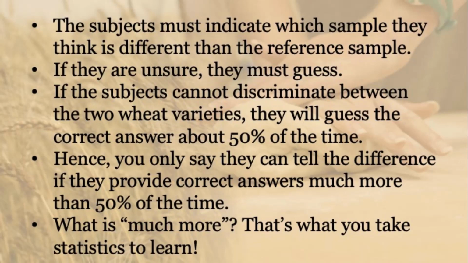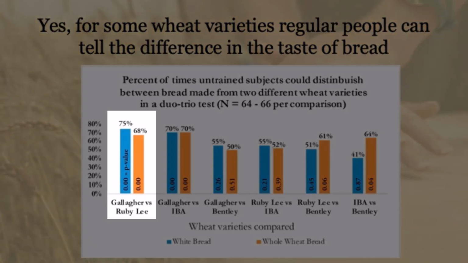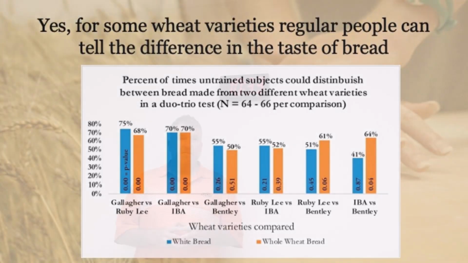And if you say, well, how much more do you need? Well, that's what you take statistics to learn. That's what statistics is for. And here is what we found. We found that for some varieties, for instance, when comparing Gallagher variety to Ruby Lee, people could identify which one was different from the reference sample 68 to 75% of the time. And it turns out when you crunch the numbers and do the statistics, that's sufficiently higher than 50% to say that in general, people can taste the difference in bread made from Gallagher versus Ruby Lee varieties.